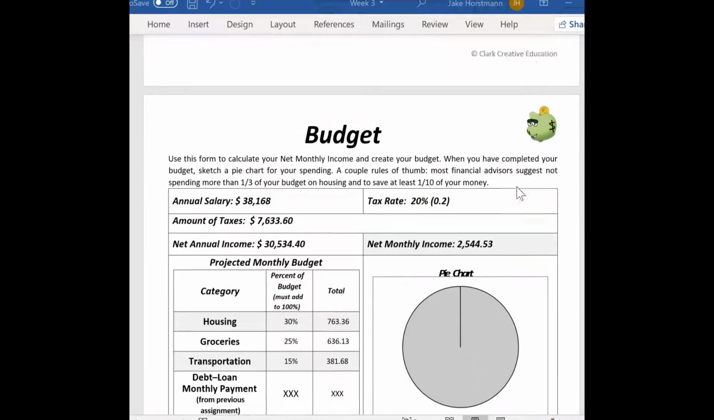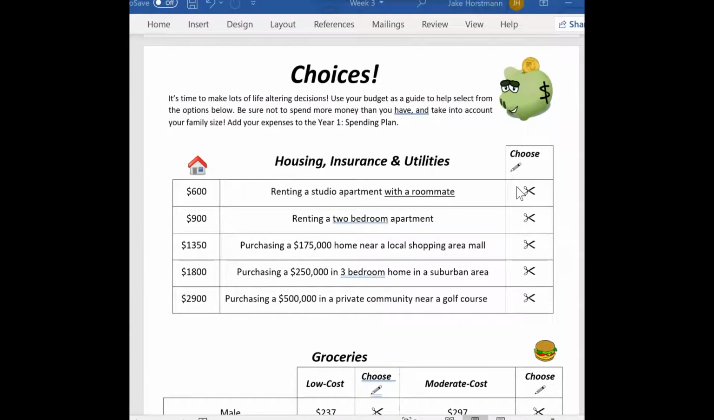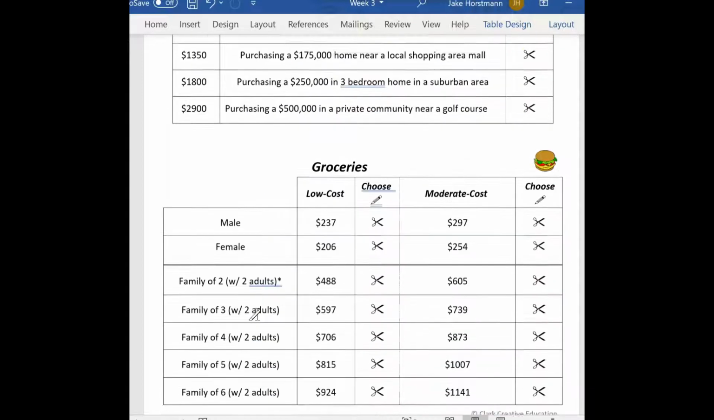So after you're done with your budget, you're now going to be making choices. You don't have to print this out. This is just for you to use, but it is one of the steps you're going to have to use to do step 4, I believe. So you're going to pick what kind of housing you are going to do. So I decided to rent a 2-bedroom. I'm a family of 4, and for me, I need at least a 2-bedroom house. So $900 for that.